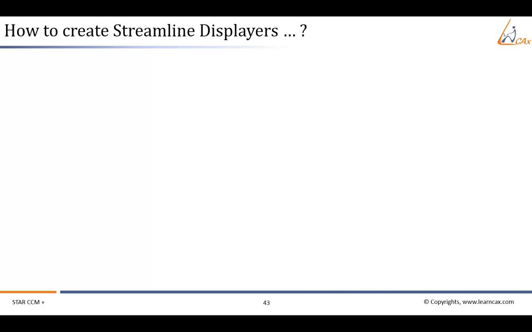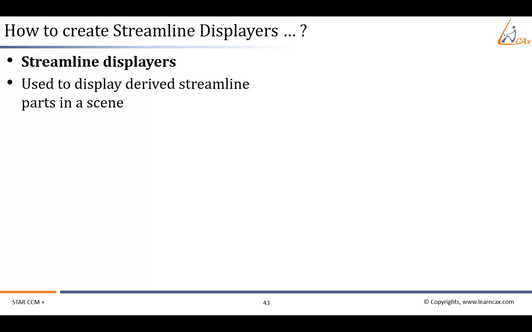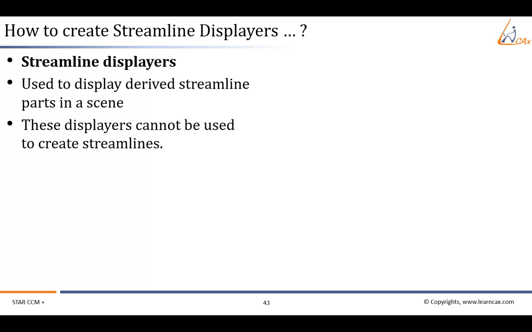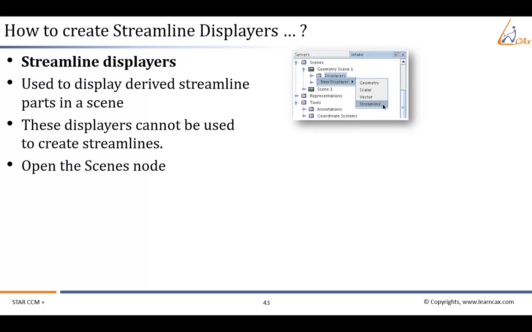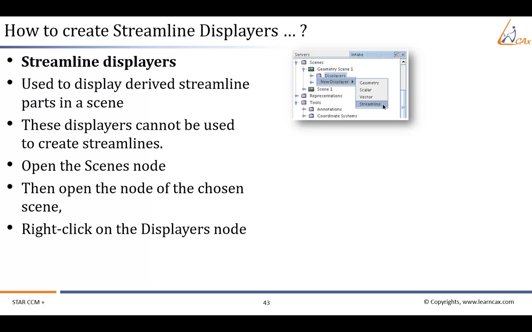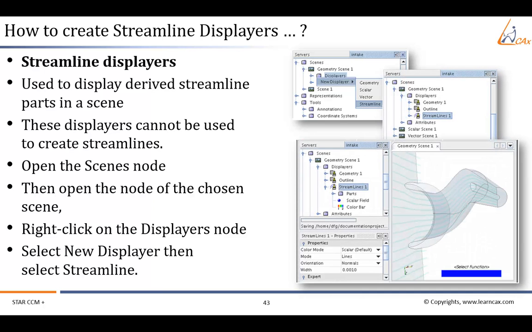Now, we will see the Streamline Displayers. They are used to display derived streamline parts in a scene. We have to create such a part before. Remember that these displayers cannot be used to create streamlines. The Streamlines Displayer node controls the appearance of those streamlines. Streamline displayers are not created automatically through the creation of any scene and have to be added. To do this, open the Scenes node. Then, open the node of the chosen scene. Right-click on the Displayers node and select New Displayer, then select Streamline.